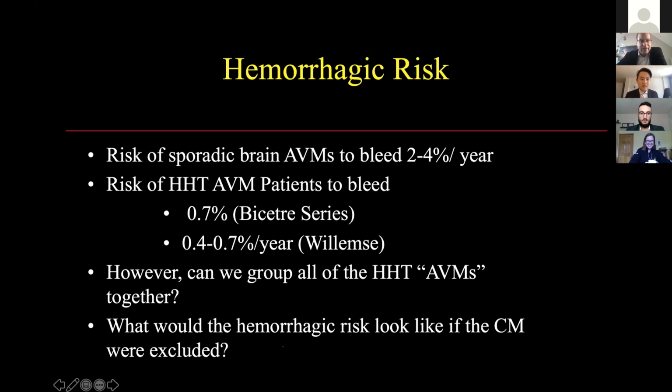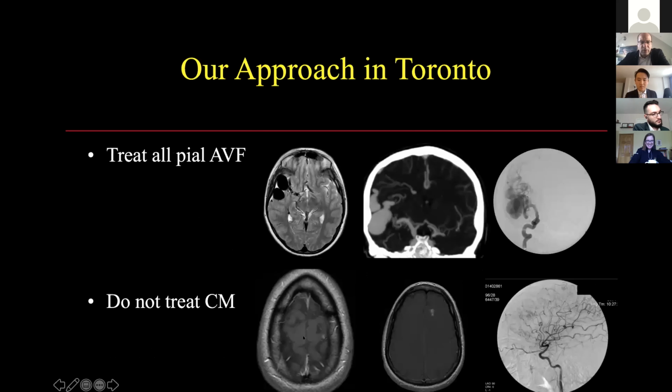Final point that I want to make is, in general, in sporadic brain AVMs, we have a risk of bleeding of approximately 2 to 4% per year. In the larger series, the risk of HHT AVM patients to bleed is lower. However, this is, in our opinion, due to the fact that in these series, all vascular malformations that I just presented to you are lumped together. And since these capillary telangiectasia or capillary malformations are so common, presumably they lead to the fact that the overall risk of bleeding is low.